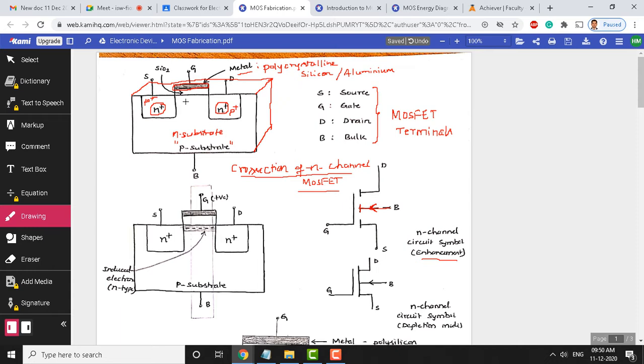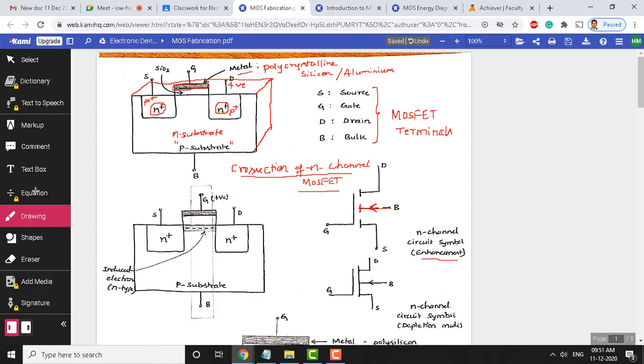You can also see that even if we apply voltage between the drain and source, if we connect a positive voltage between drain and source, current does not flow because this source region and drain region are isolated. You will see a depletion region here. Since it is n plus here, there is a p substrate in between.